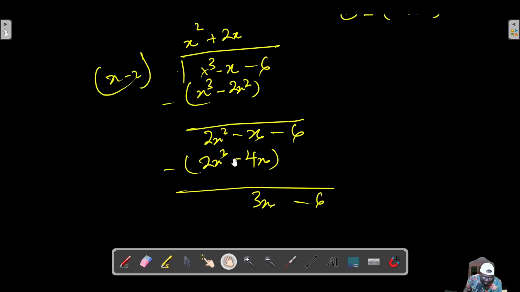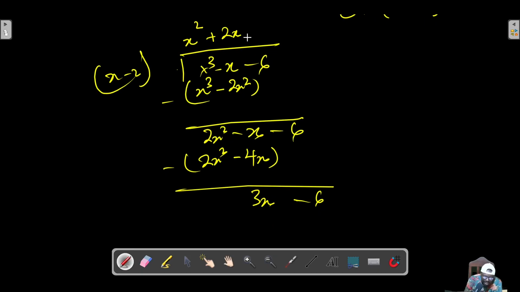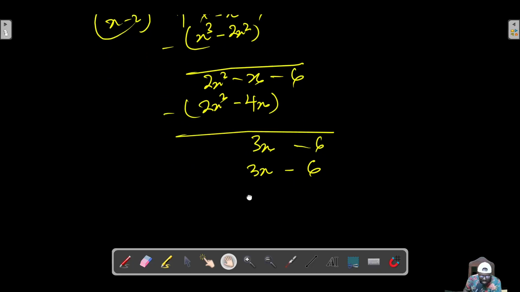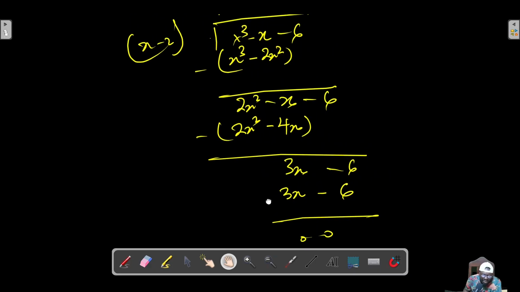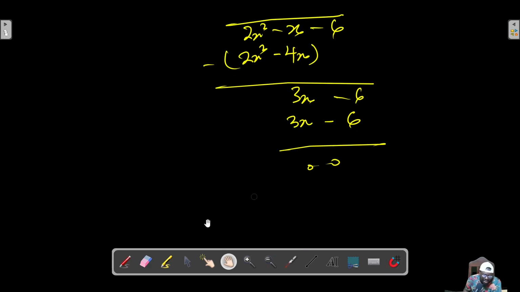Now, what term when multiplied by this will end up with at least the first term being part of the resultant term? That is 3. 3 multiplied by this expression, we get 3x minus 6. And we are done.